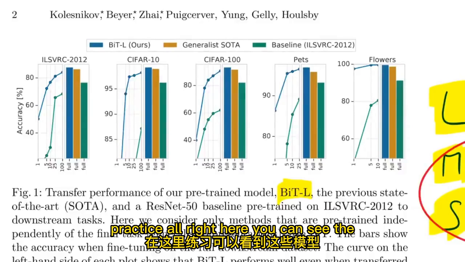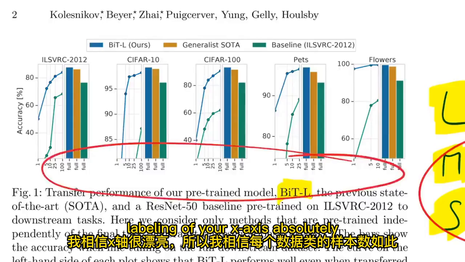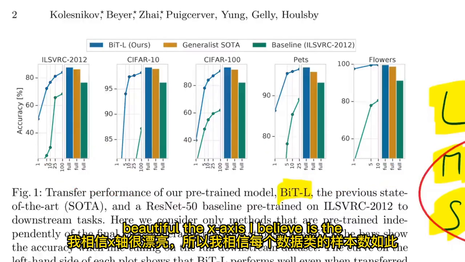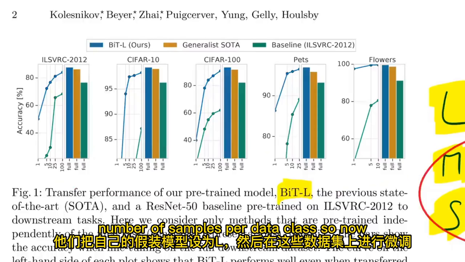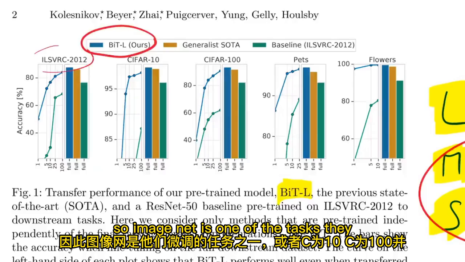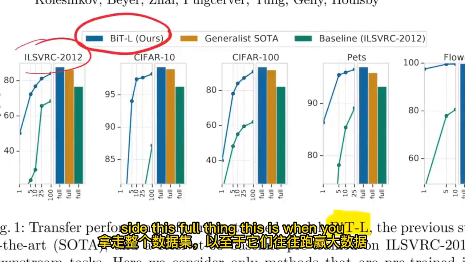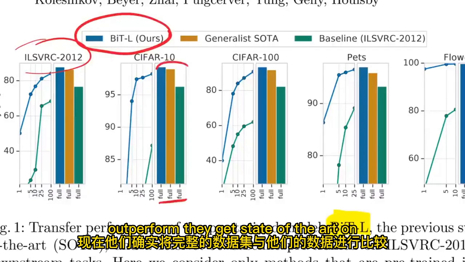All right, here you can see these models. First of all, excellent, excellent non-labeling of your x-axis. Absolutely beautiful. The x-axis, I believe, is the number of samples per data class. So now they take their pre-trained model, this BiT-L, and they fine-tune it on these data sets. So ImageNet is one of the tasks they fine-tune on, or CIFAR-10, and so on. And first of all, look on the right side, this full thing. This is when you take the entire data set. So often they outperform, they get state of the art on the full data sets.